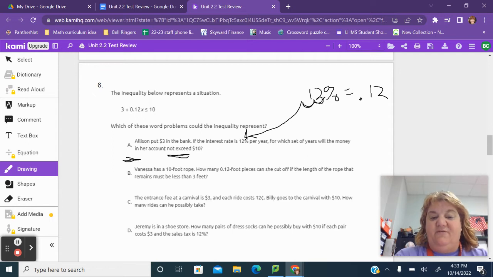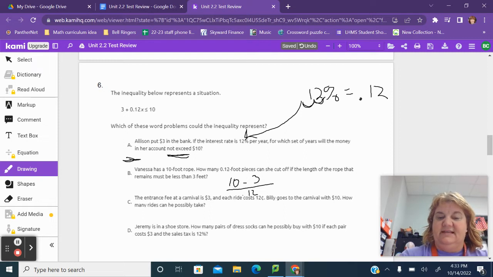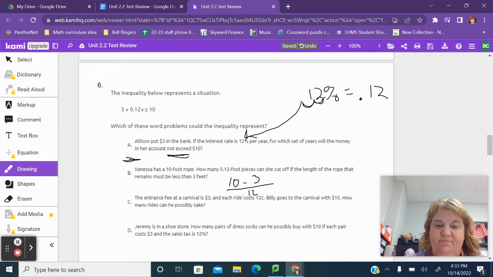Okay, the rope is 10 feet, and we want 3 feet to be left, and then we want to divide by that many. So that's not what we're representing. We're wanting to cut off lengths of rope. So it's not that one.